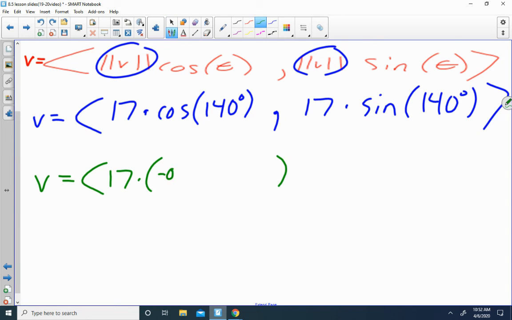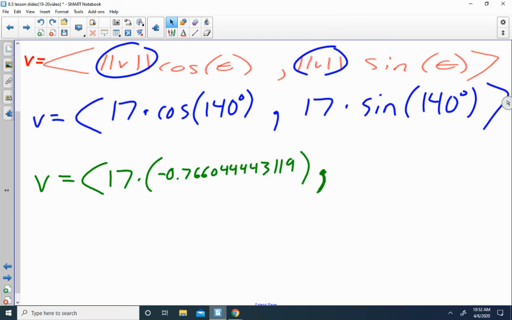So write down negative 0.766044443119. I know you guys don't like that. You guys want to go ahead and round it, but you can't round until the final answer. I'm sorry.